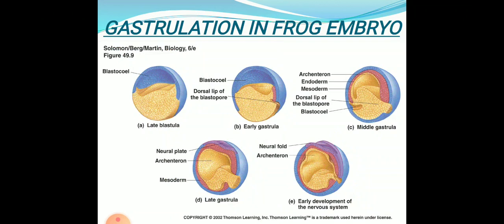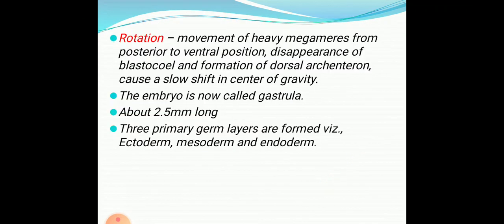It consists of three layers, namely ectoderm, endoderm and mesoderm. Ectoderm is the outermost layer, endoderm is the innermost layer, and the middle one is the mesoderm. The roof of the archenteron is formed by the notochord. The ectoderm lying above the notochord is called the neuroectoderm. So this is the mature gastrula, the late gastrula.